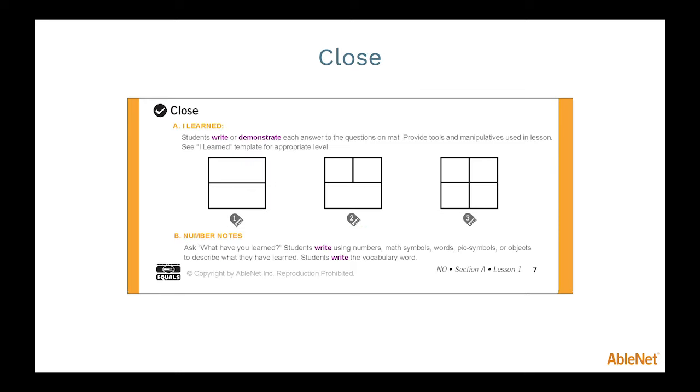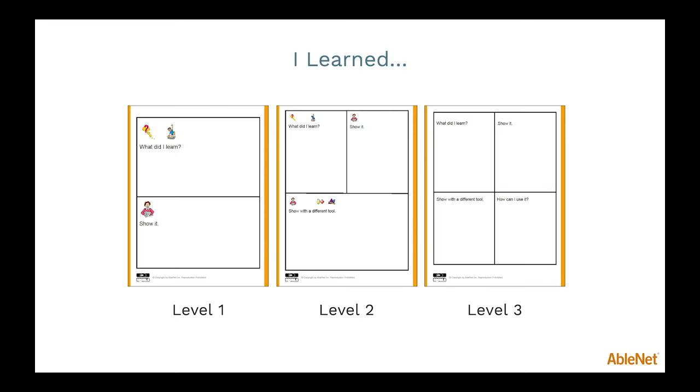At the close of the lesson, there are 2 activities. First, students write or demonstrate the answer to the question on the I Learned work mats. Then they will answer the question, "What have you learned?" either in their number notes or on the group number notes poster. You will find the I Learned work mats in the members-only content.